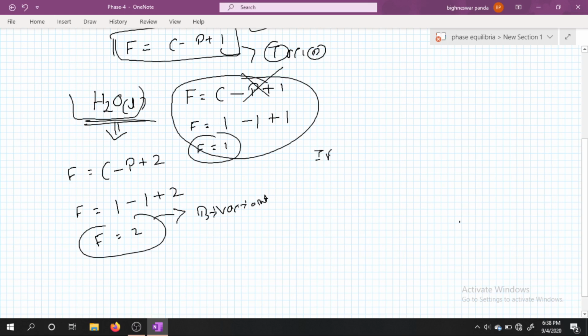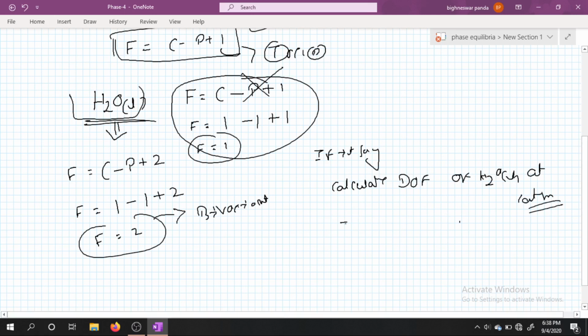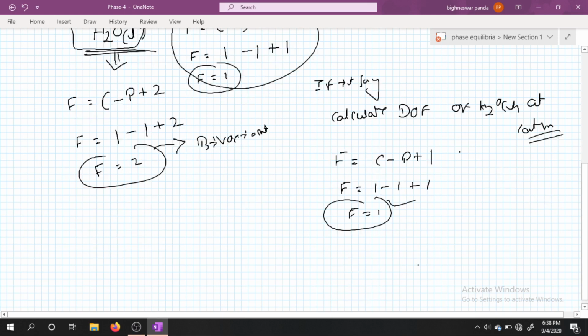If it says calculate the degree of freedom of H2O liquid at 1 atm, 1 atm means fixed pressure. So then I am using F is equal to C minus P plus 1. So F is equal to 1 minus 1 plus 1. So F is equal to 1. This is our degree of freedom.